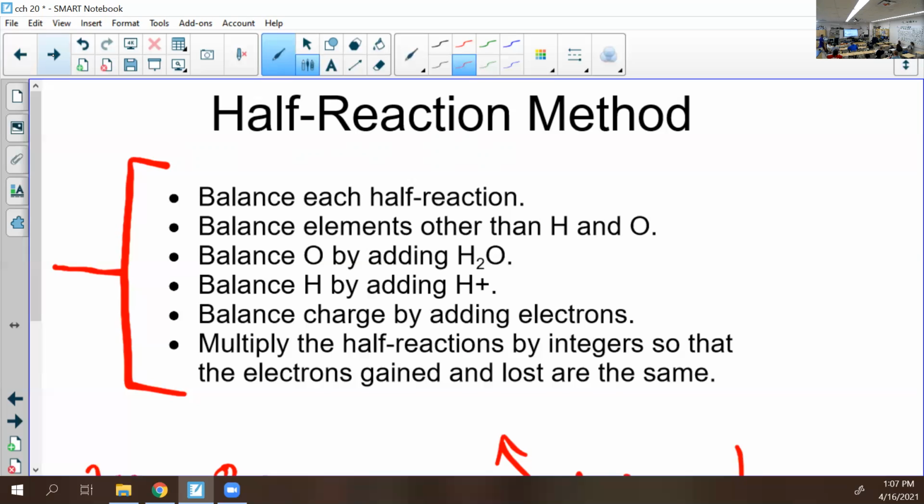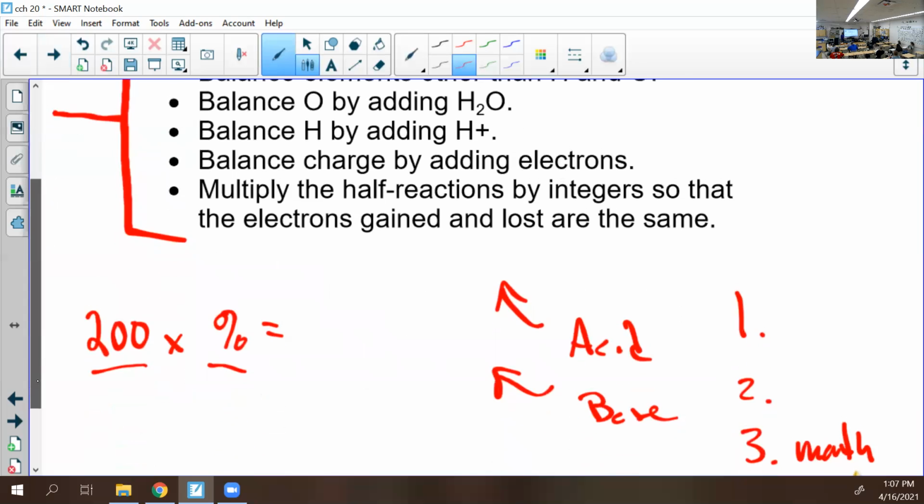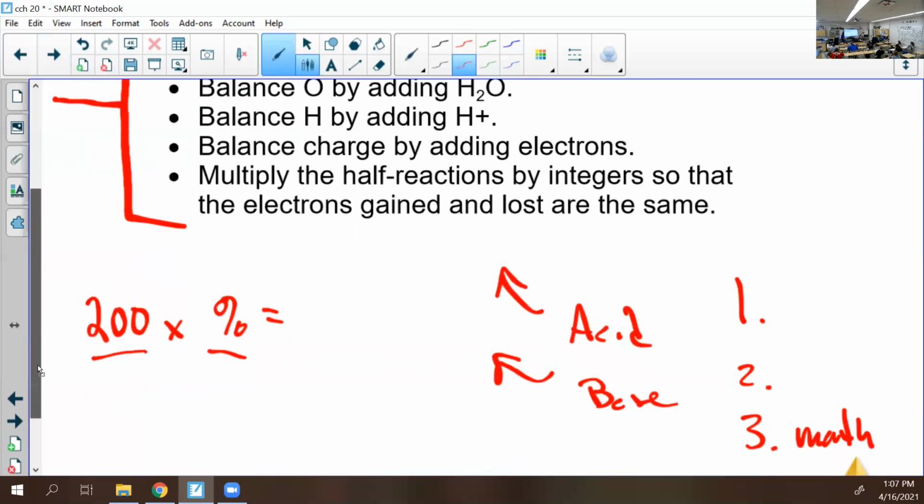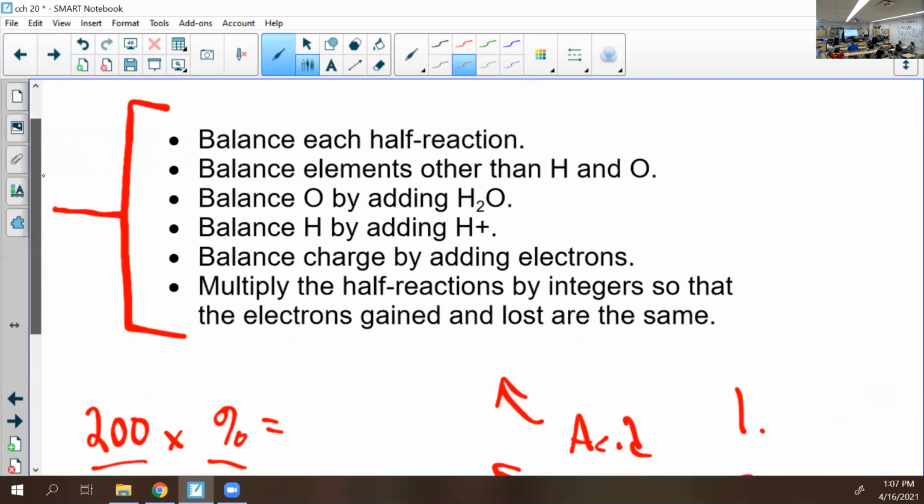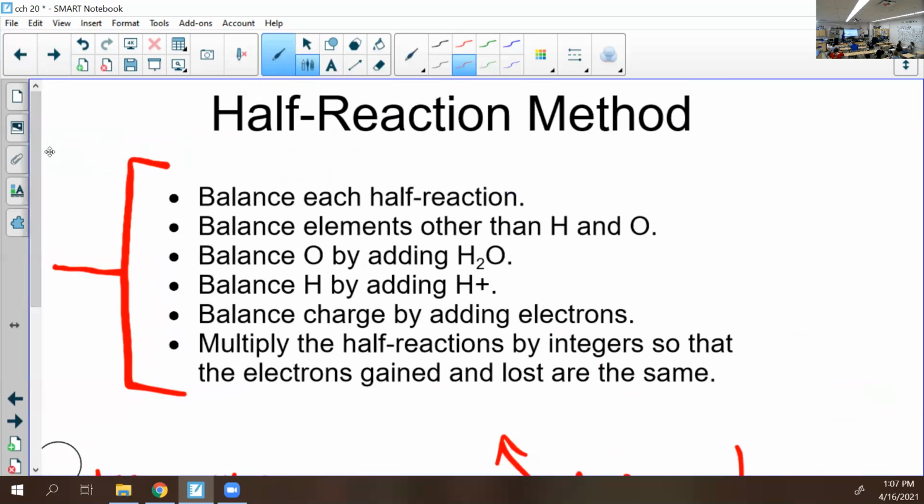All right, let me see if we have an example next. I have no idea what that is. Oh, I know what that's saying. I don't know what this is saying. This is taking advantage of the fact that this is what we follow when it's in an acidic solution. There's another one where it's basic and we use water or hydroxide.